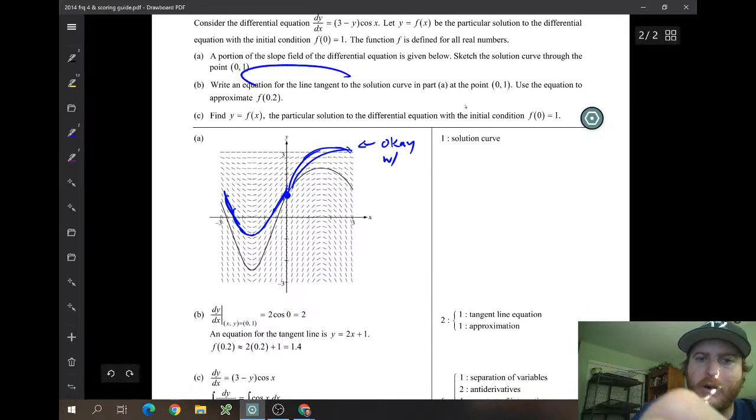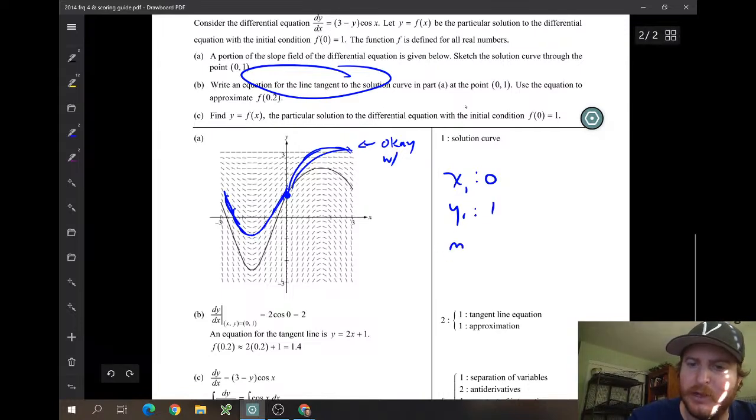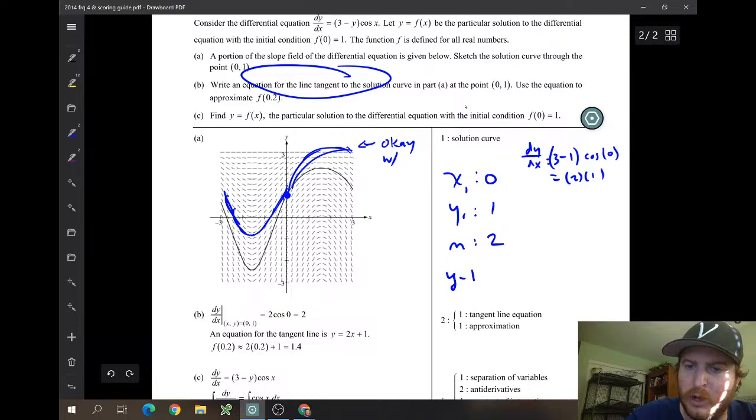Next up, write an equation for the line tangent. So this is where we are writing our equation. This is super, super important on B. So x1 is 0, y1 is 1, and then m is our dy dx. So here they had dy dx equals 3 minus y times cosine of x. So 3 minus 1 times cosine of 0. That's 2 times cosine of 0, which is 1. Make sure we have those memorized. So we get y minus 1 equals 2 times x minus 0.